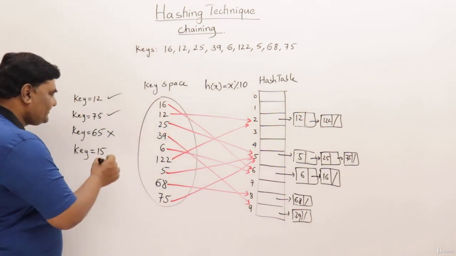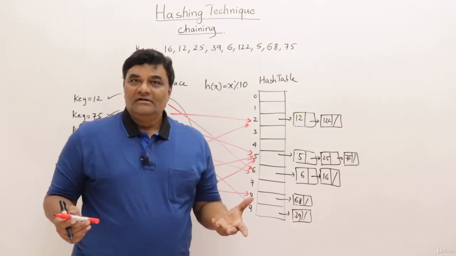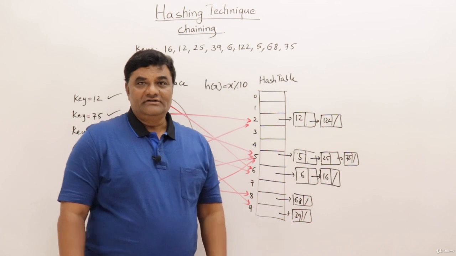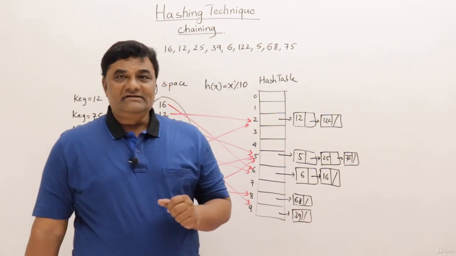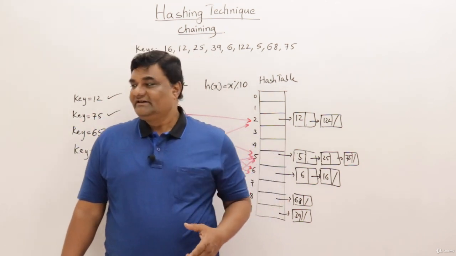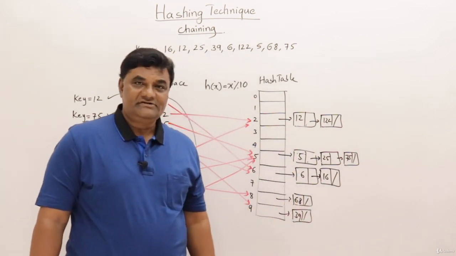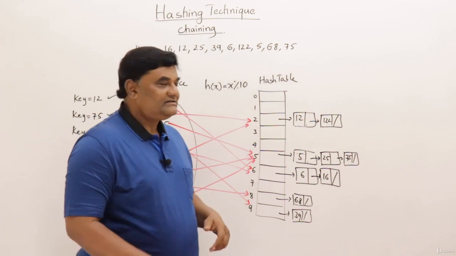So for 15 also, the search is unsuccessful. That's all. Insertion is easy and searching is also easy. Now let us do analysis and find out how much time it is taking for searching, in case of successful search as well as unsuccessful search.